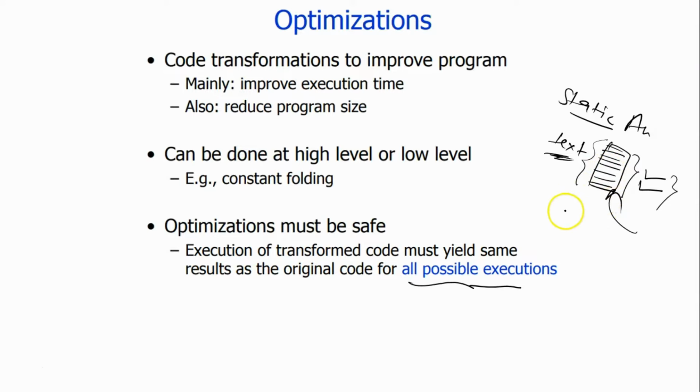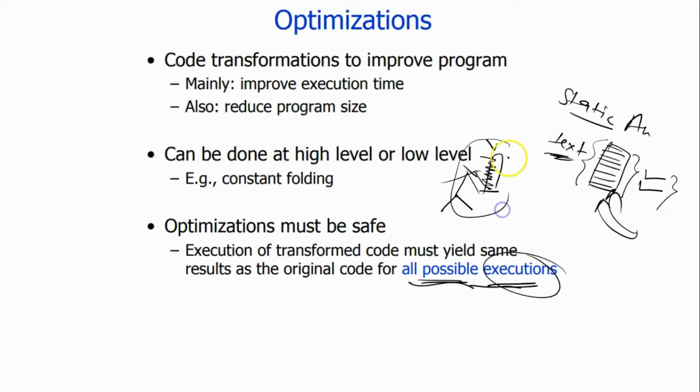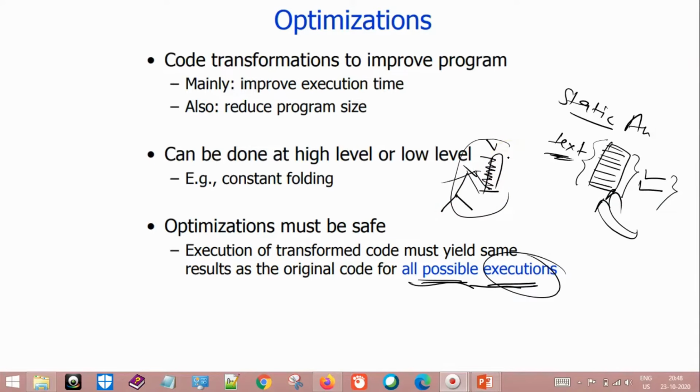So basically we are not running the program. When we are saying all possible executions, execution means you are running the program. So when you are doing the static analysis, you need to take care of the dynamic analysis. Dynamic analysis means when you run the program. Now when you run the program, there might be many executions possible. Maybe this becomes true, so you can take this, you can take this, and so on.